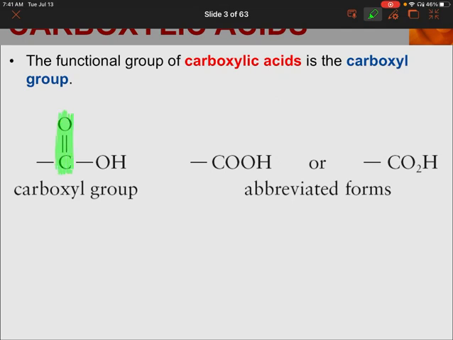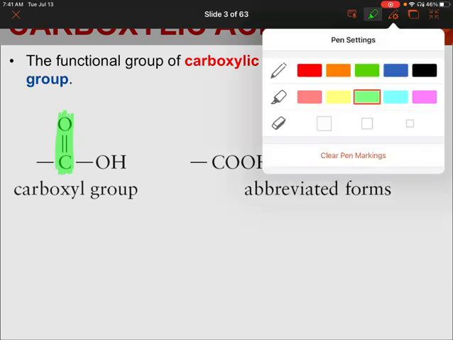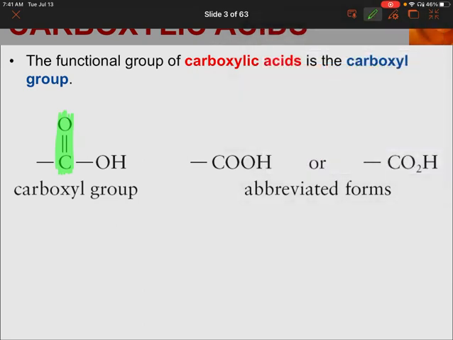So in that sense, they are similar to aldehydes and ketones, but off to the right or the left, depending, they have an alcohol there. So this whole thing is called a carboxyl group. You can abbreviate this as COOH or CO2H, and it's just understood that the carbon is double bonded to one of those oxygens and then singly bonded to the other oxygen.